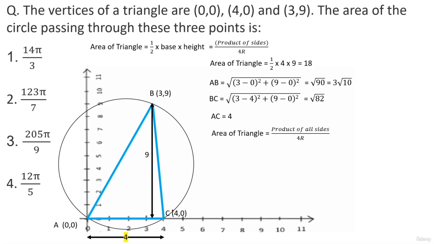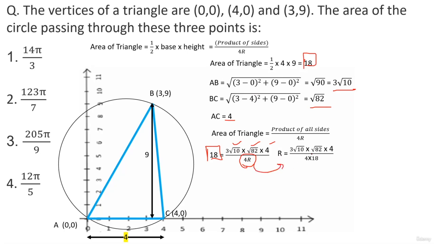Now you can equate them. Area of triangle equals product of all sides upon 4 times circumradius, so we will get the value of the circumradius from here. You are equating this to the area 18, which we found earlier. The product of the sides 3 root 10, root 82, and 4, these three sides are multiplied, divided by 4r, is equal to 18. So from here you get the value of circumradius r.